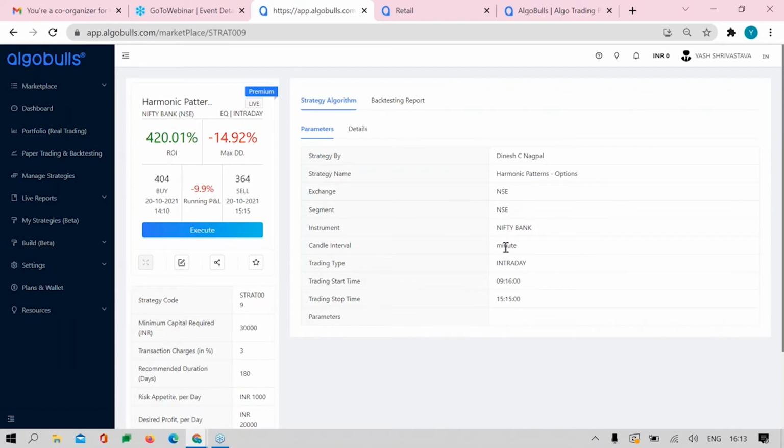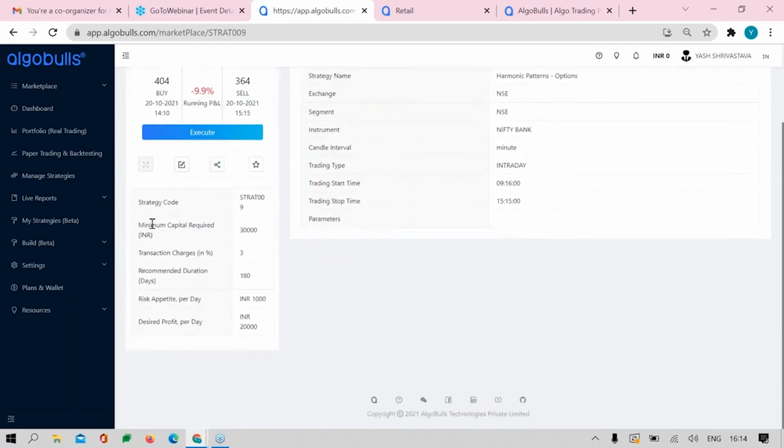Apart from that, it is also going to show you the candle interval the strategy works on, the trading type, the start time and stop time of the strategy, and the parameters on which the strategy is based. You will also find a short summary on the card where you could see the ROI, the max drawdown the strategy has faced over a period of 1 year, when the last buy call and last sell call were, and the running PNL of the strategy.